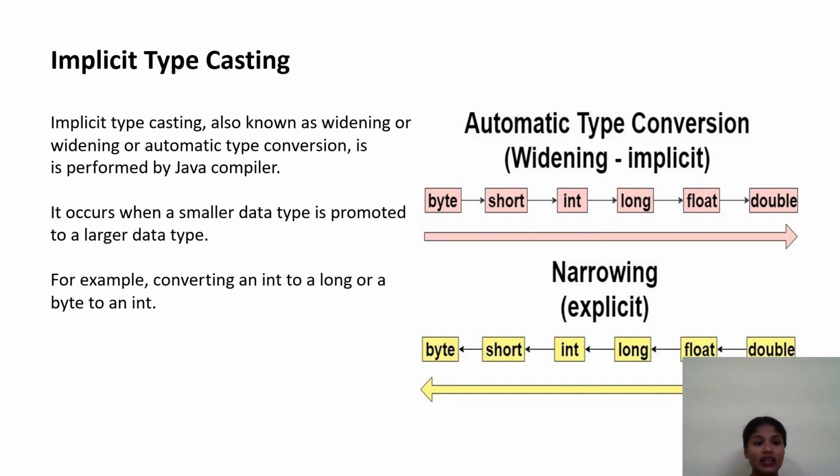Implicit typecasting. Implicit typecasting is also known as automatic type conversion. It is performed by the Java compiler. It occurs when a smaller data type is promoted to a larger data type. For example, converting an int to long or a byte to int. Implicit typecasting converts the data type without losing the original meaning.